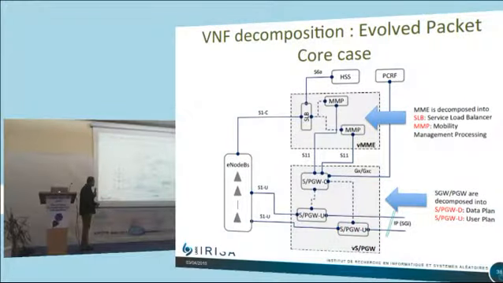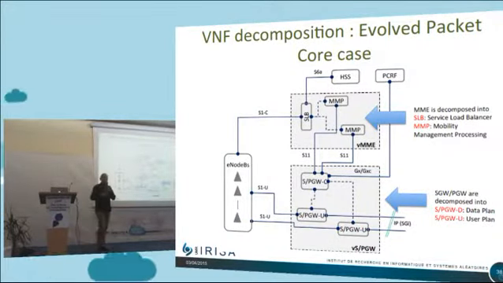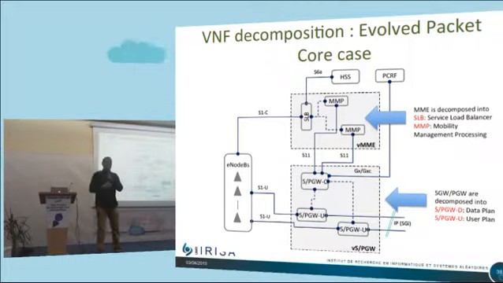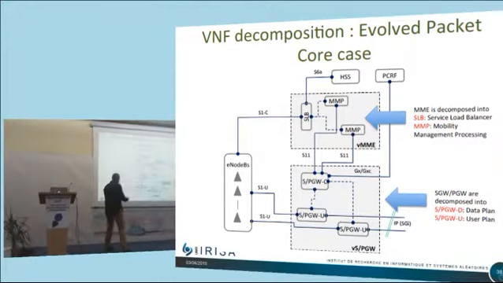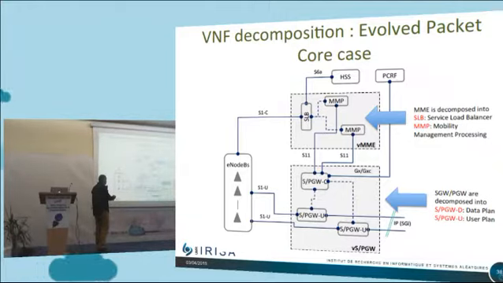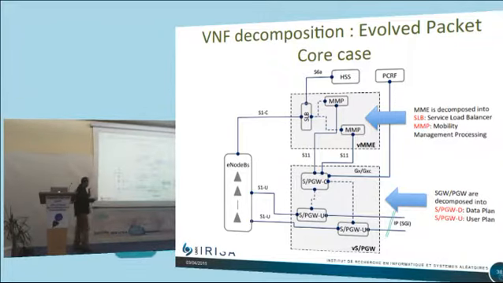And here there is a proposition of decomposing this function into sub-functions in order to implement the virtualization of the core mobile network in the cloud. For instance, you see that the MME was divided into one block, which is the service load balancer, to balance the service between the systems running on dedicated virtual machines. And here we have what we call the mobility management processing function, which is a VNF running apart.